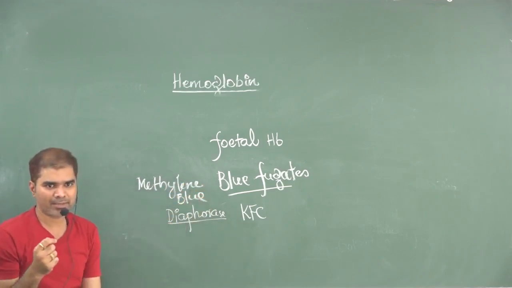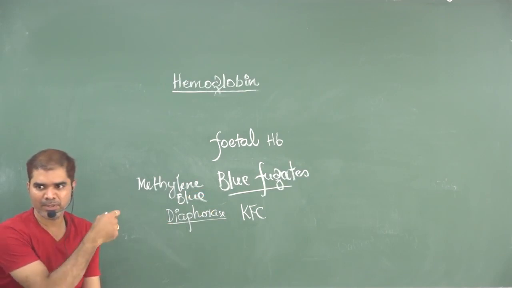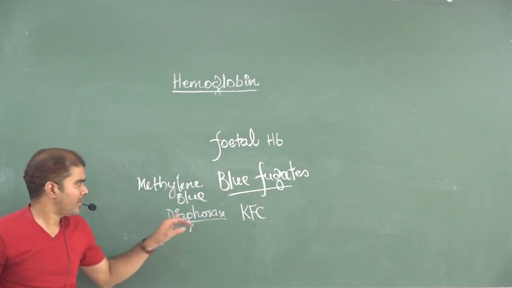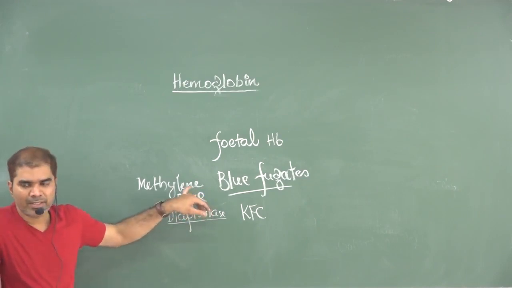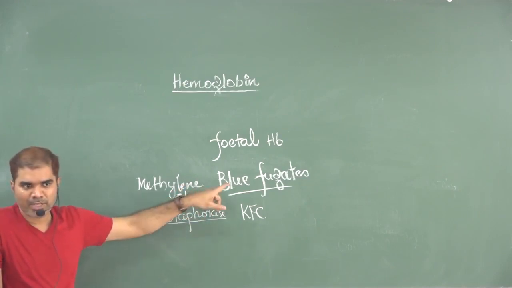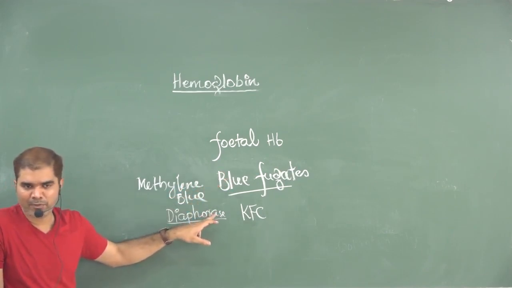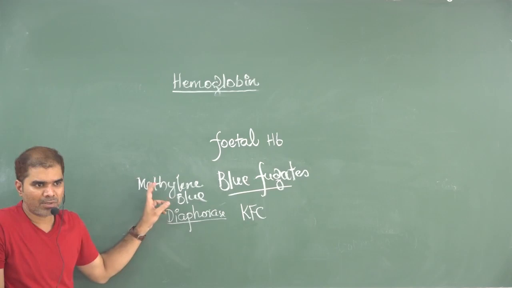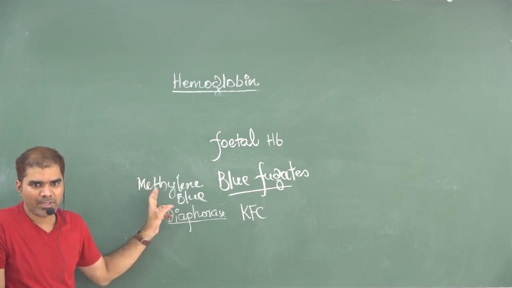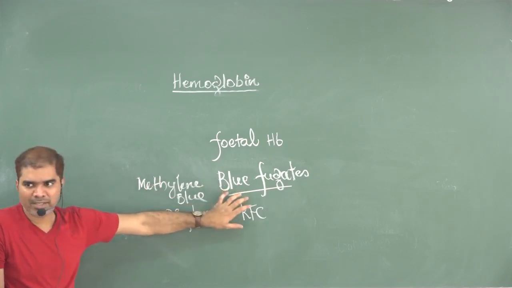Methylene blue is a dye, just like phenolphthalein. It is also used as an indicator. Okay, it is used as a dye. So this methylene blue is given to those people, which will act as a function of diaphorase. Whatever function diaphorase is doing, the same function is also done by this methylene blue. So due to this methylene blue, these people can survive.